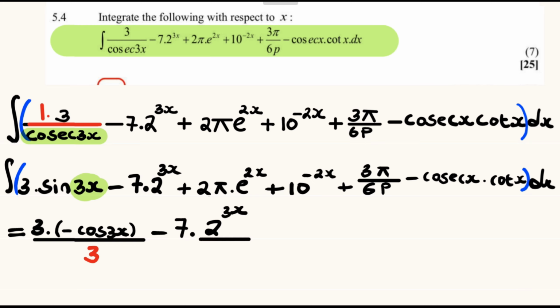We divide by the ln of the base. Remember, this is on the formula sheet. The derivative of that 3x is 3. Instead of multiplying, we divide by the 3, the derivative of that 3x. Plus the 2 pi, which is just a constant.